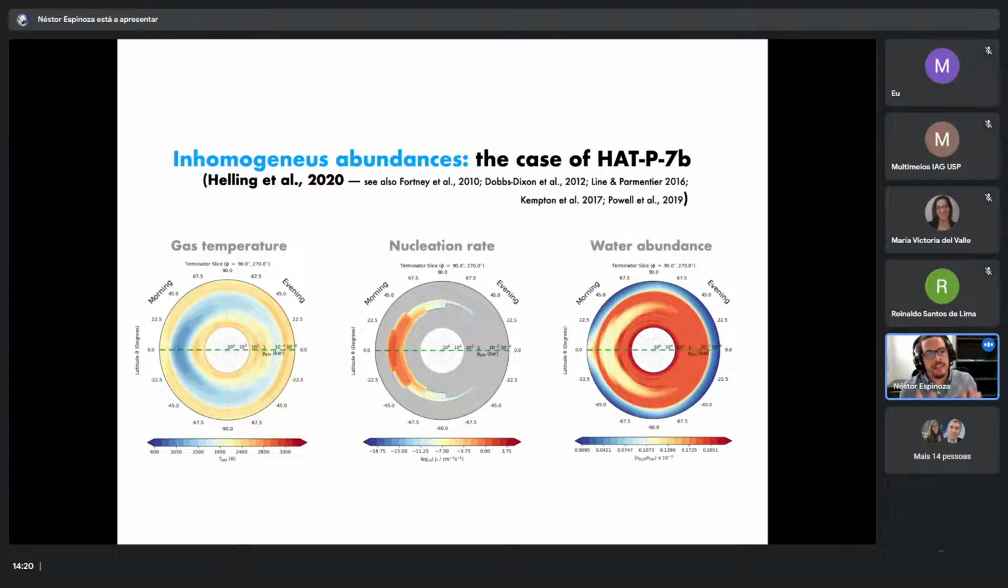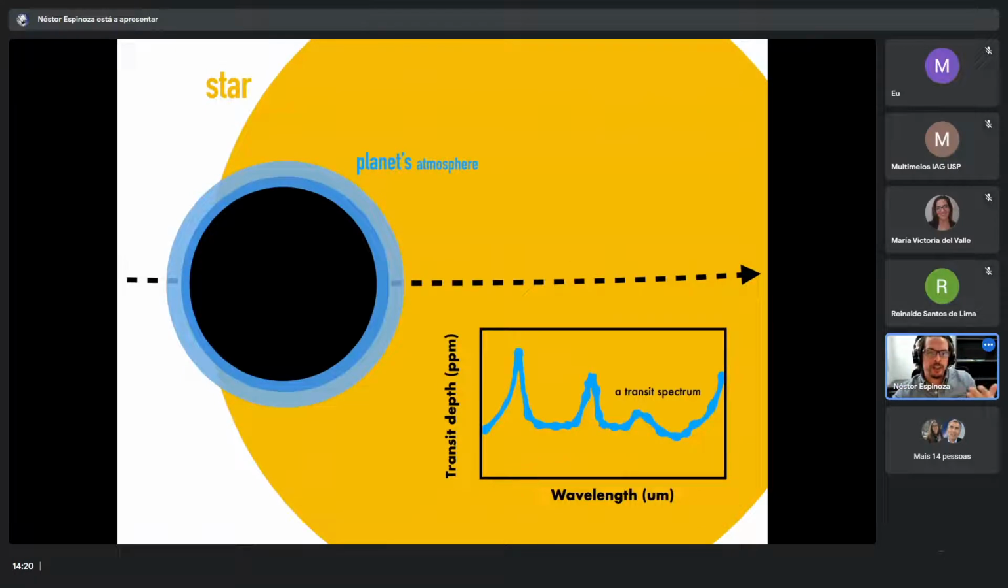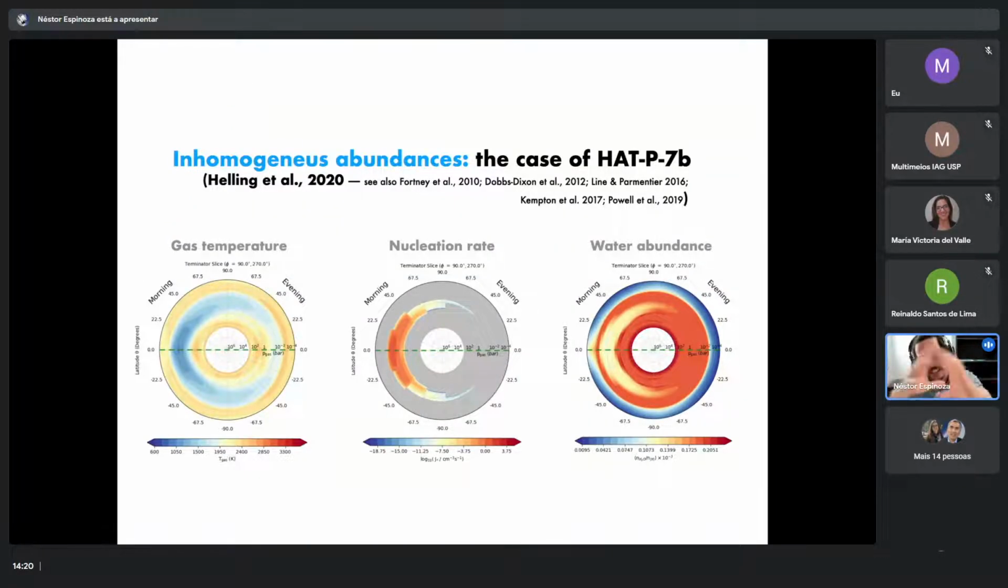The left plot is the gas temperature in a slice. So what I'm doing is what Christiane was doing. Sorry, she was cutting through the planet like this, and she has a tree modeling framework, and is trying to tell you what the temperature of the gas in the atmosphere is at different parts of that cut. And as you can see, there's a lower temperature in the morning terminator.